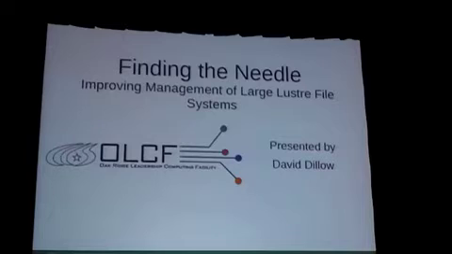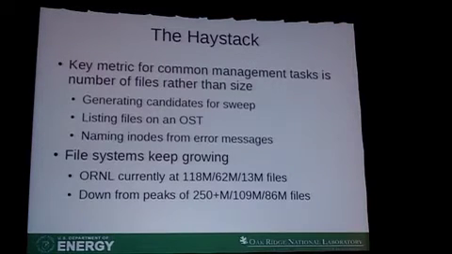So one of the problems we keep running into with Lustre is, we're dealing with these larger and larger systems, and so when we want to do various management operations, we're dealing with this large haystack. A key metric for how long certain management tasks will take, these common ones that we end up having to do over and over again, is really the number of files that we're dealing with rather than the number of petabytes. Especially when we're talking about the metadata server, 10 petabytes, 20 petabytes, whatever, 100 million files, 10 million files, that's the number we really care about.